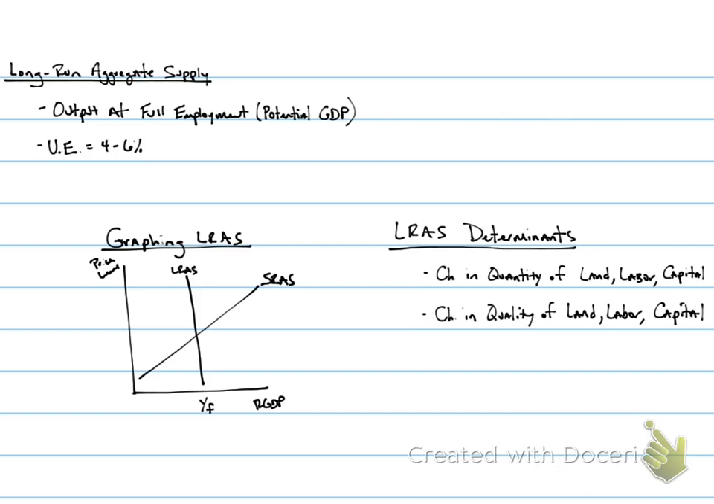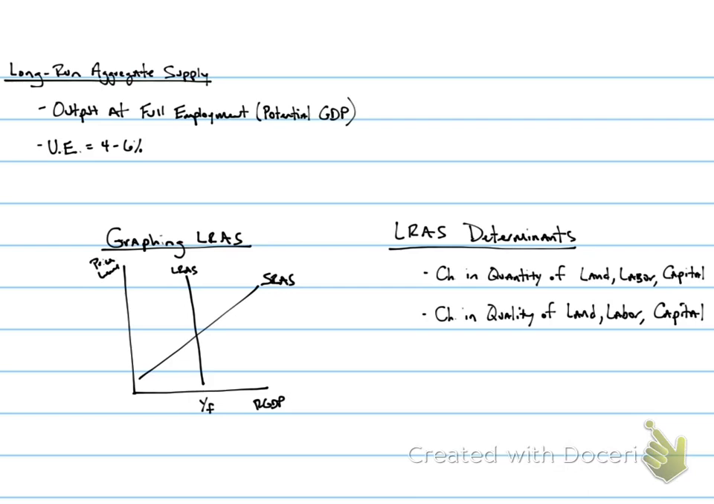Next, when we're graphing the long run aggregate supply curve, you can see the short run aggregate supply curve is always an upward sloping curve, and the long run aggregate supply curve is always a vertical curve. So that means that price level does not change that long run aggregate supply, or price level doesn't have an impact on the amount or the potential that we can produce.